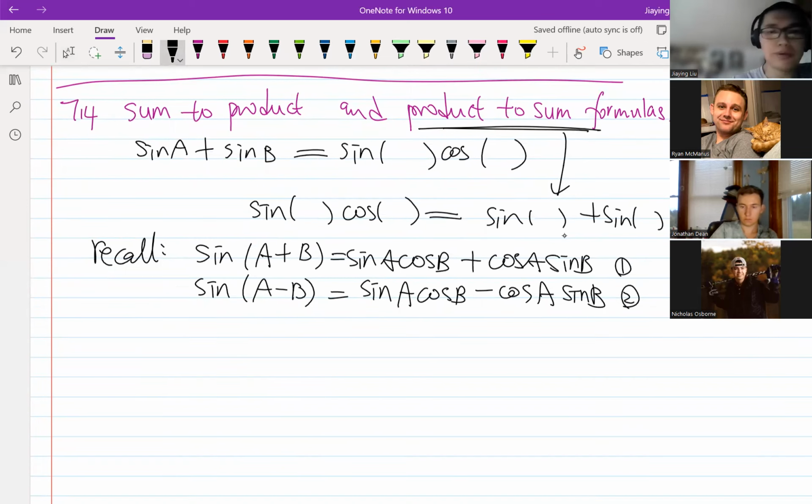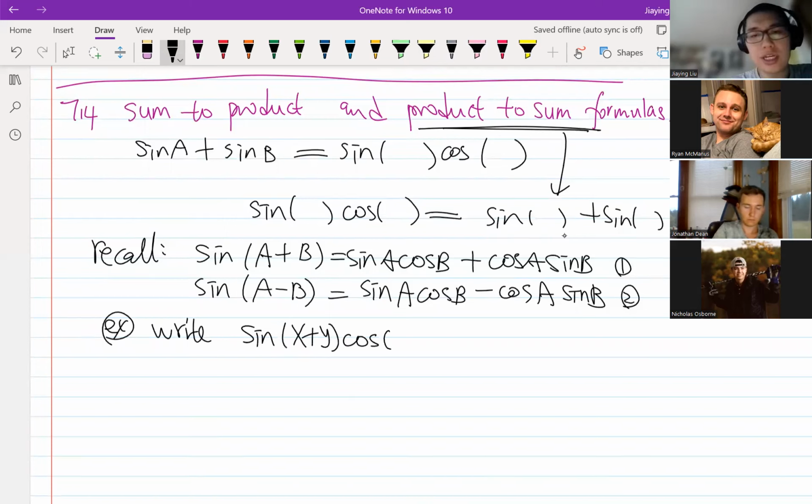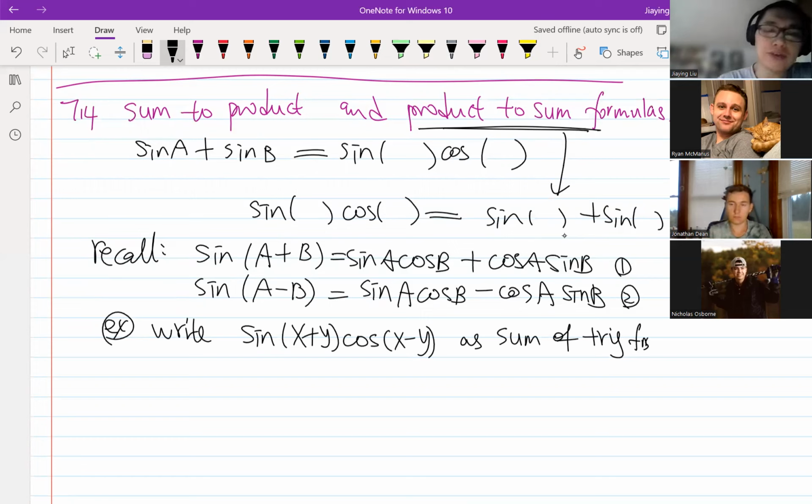So the first example is: write sine of x plus y times cosine of x minus y. So that's a product as a sum of trig, as a sum of sine and cosine functions. How do we do that? Well, you probably think, do I go in there and replace sine of x plus y with the first formula and cosine of x minus y with the equivalent cosine formula?